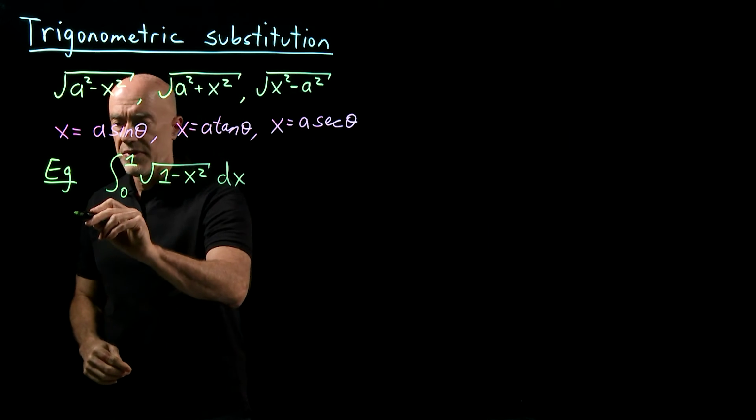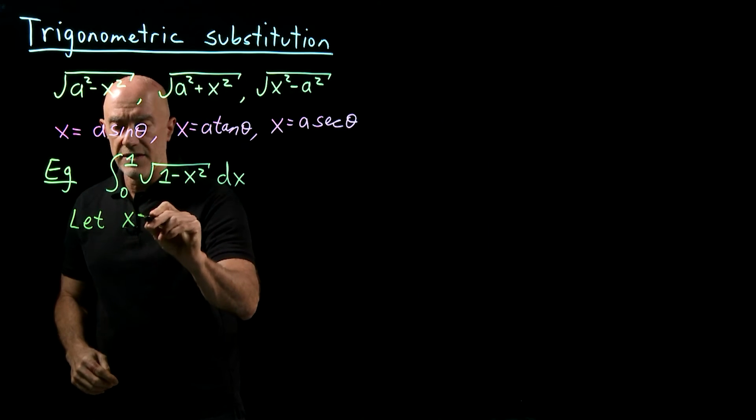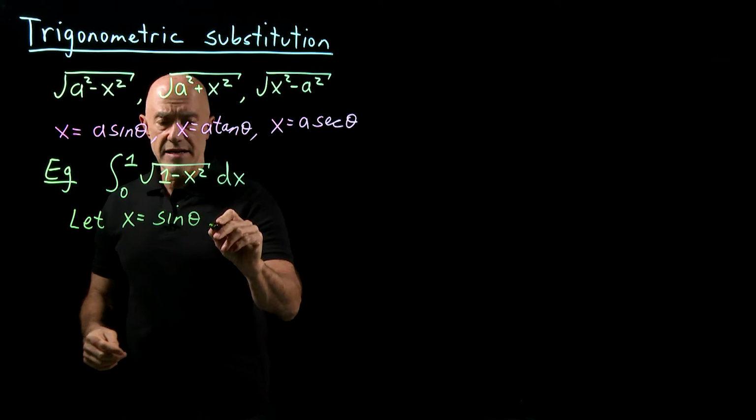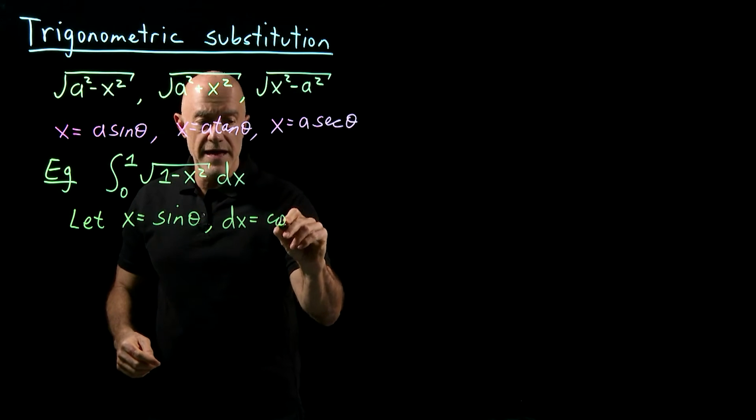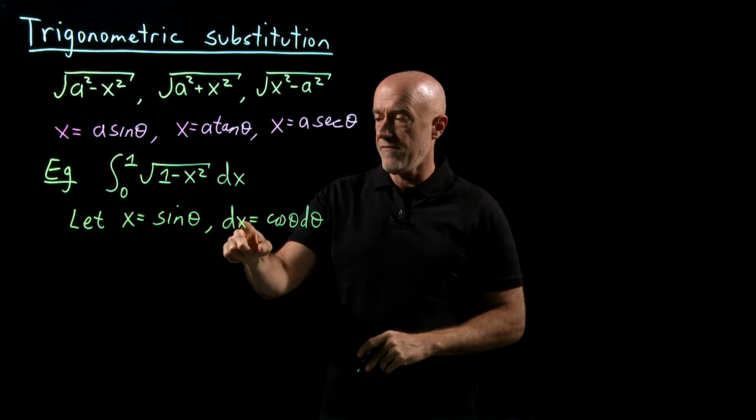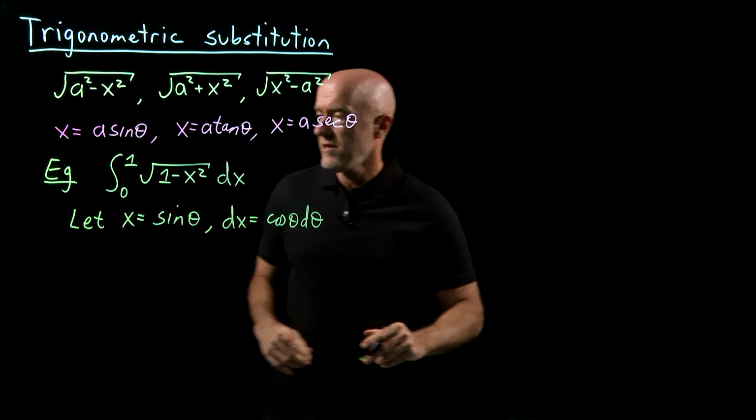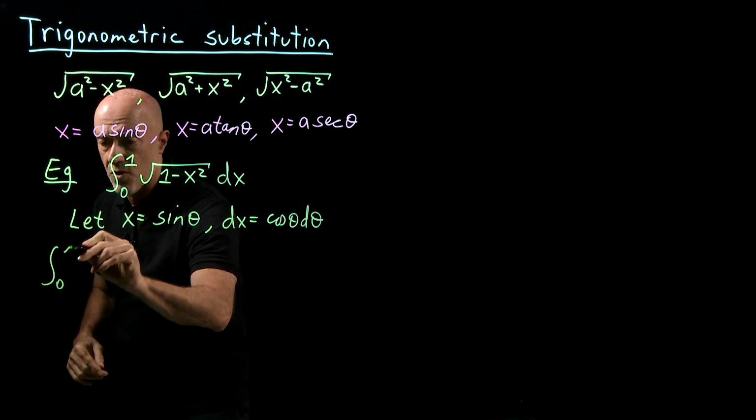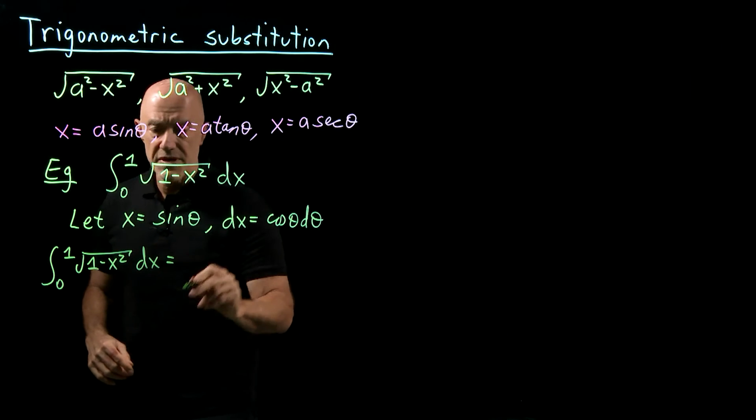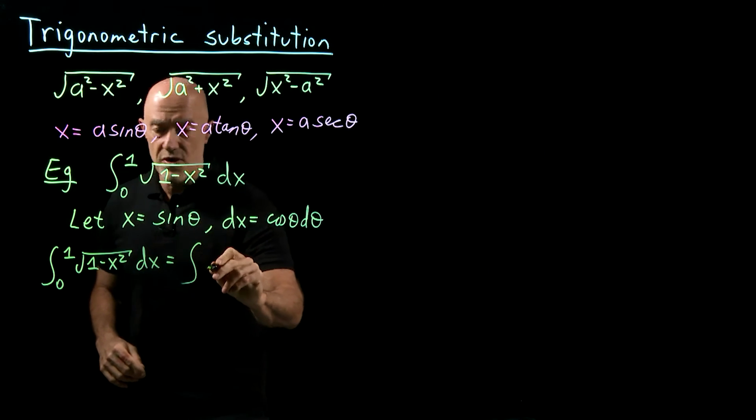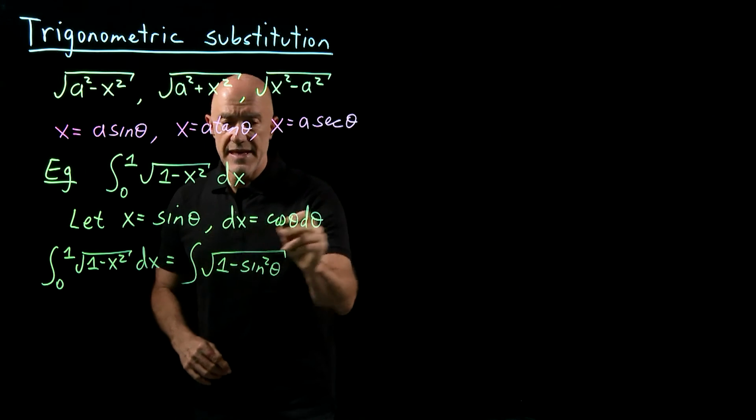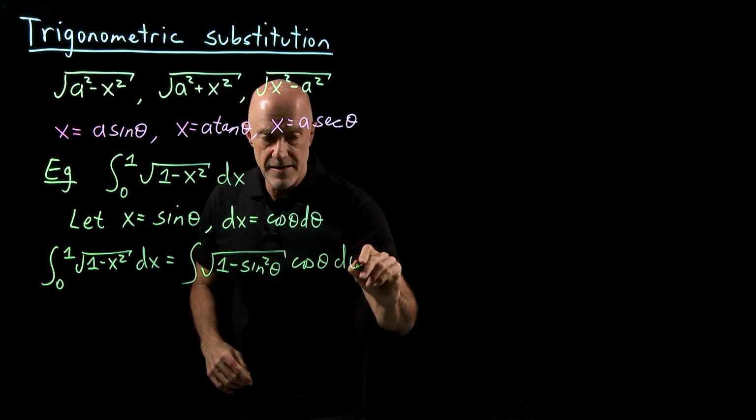So let's see how that works. We let x equal sine theta. Then dx is cosine theta d theta. So we're going to substitute for dx the function cosine theta d theta. This integral, the integral from 0 to 1 of root 1 minus x squared dx, becomes the integral of the square root of 1 minus sine squared theta, and dx is cosine theta d theta.